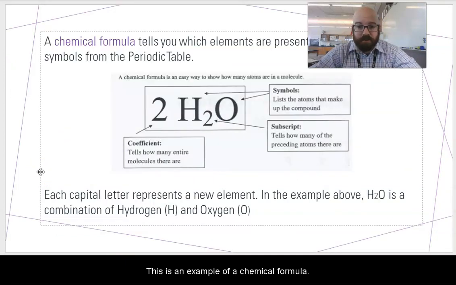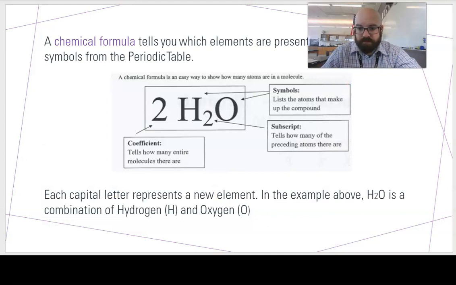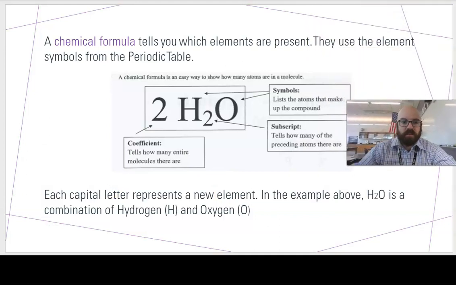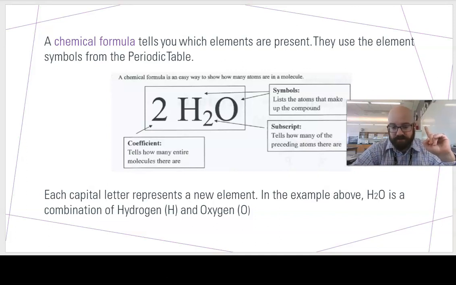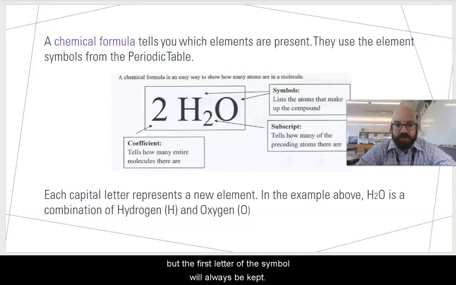This is an example of a chemical formula. It tells you which elements are present in the substance, and they use element symbols from the periodic table. You may know from prior grades or have noticed that each element symbol has one capital letter. Some element symbols have two letters, but the first letter of the symbol will always be capital. So H for hydrogen and O for oxygen are used in this example.